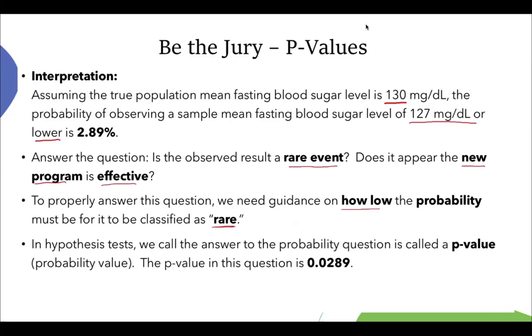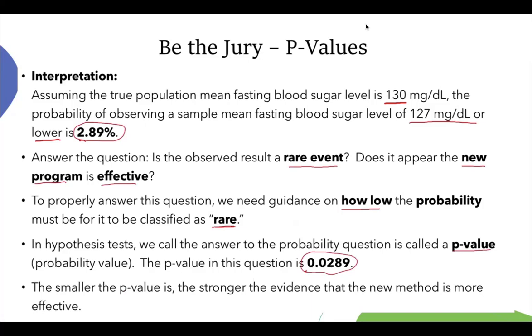There's a name for the probability we calculated right here, 2.89% or 0.0289. It is called a p-value. In hypothesis tests, we call the answer to the probability question a p-value, a probability value. So in this case, the p-value is 0.0289. And it turns out, as you would expect, the smaller the p-value is, the more rare that event is, and therefore the stronger the evidence that the new method is more effective.